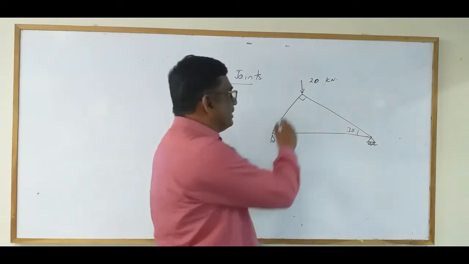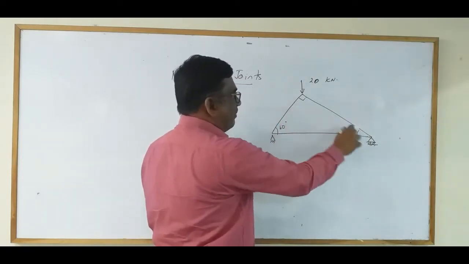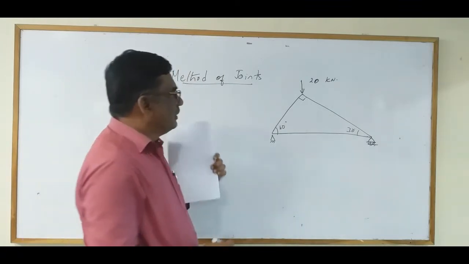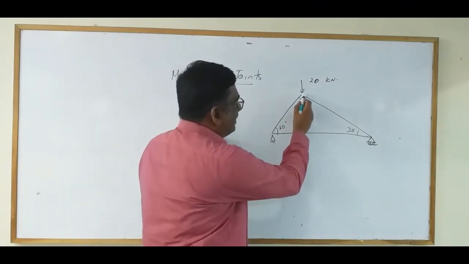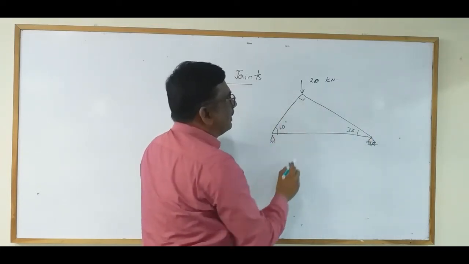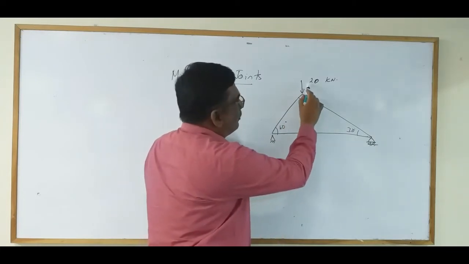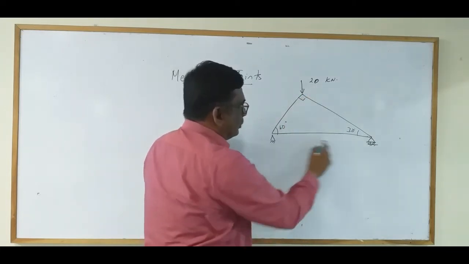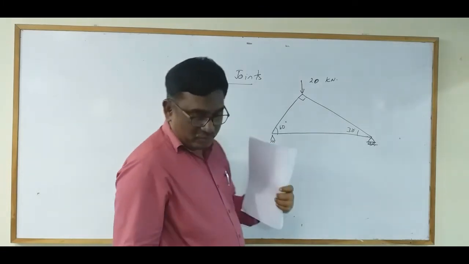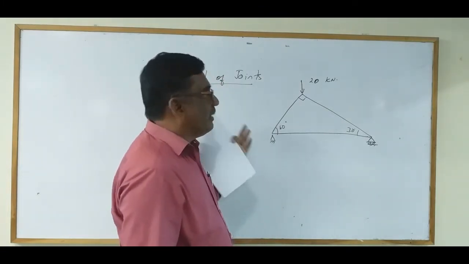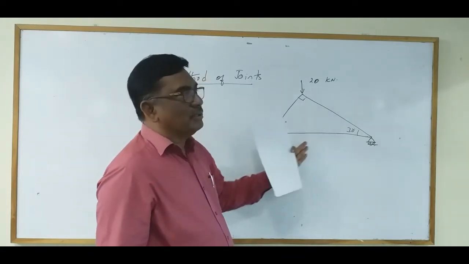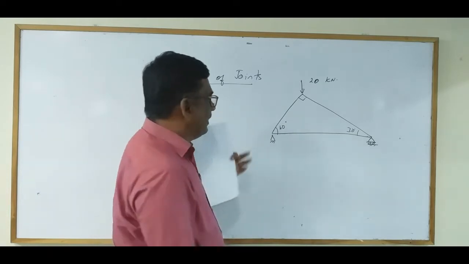A frame like this, a steel member, or maybe a wooden member. It has joints here, here, here. There are three members, member 1, member 2 and member 3. It is subjected to a load of 20 kN at the top, and these are the two supports. From this, I am going to demonstrate how to find out forces in the members using the method of joints.